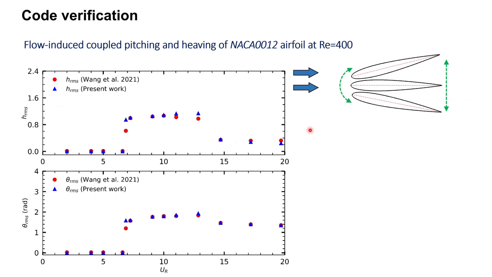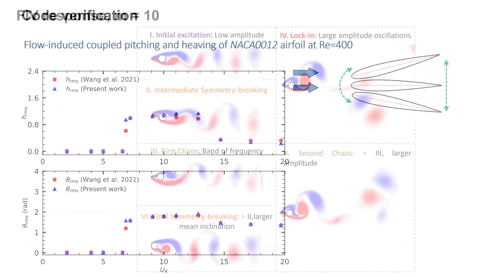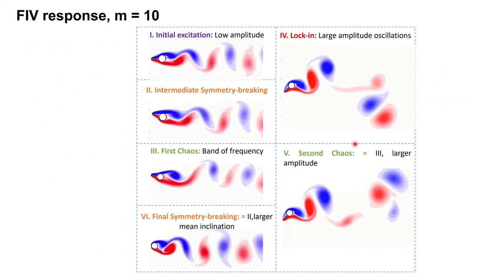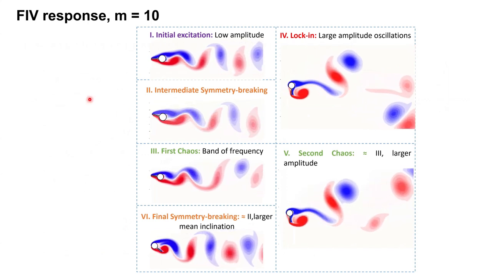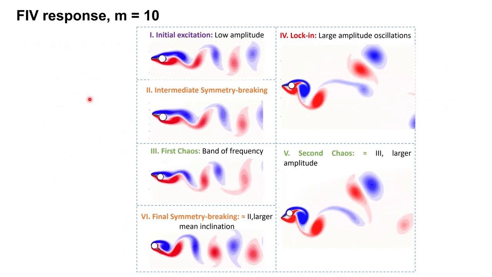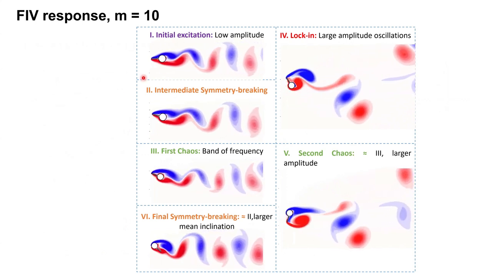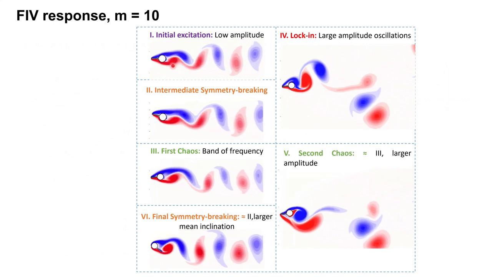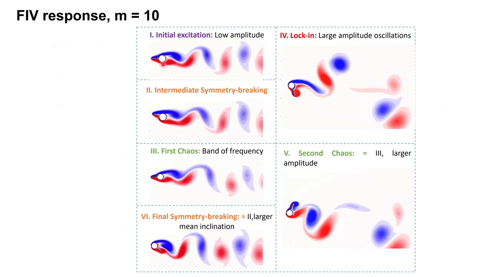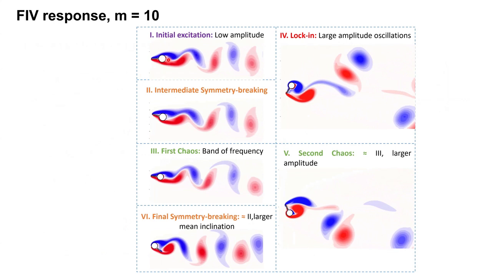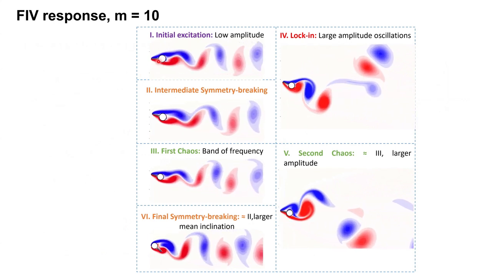So after verifying the code, we went to understand the nonlinear dynamics, the fluid dynamics, or the FIV of the system. And it's very interesting in the sense that we get to recover several regimes. So let us see them one by one. One is this initial excitation. The plate is barely moving, although there is vortex shedding in the downstream, as you can see.